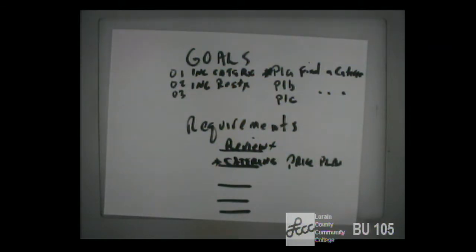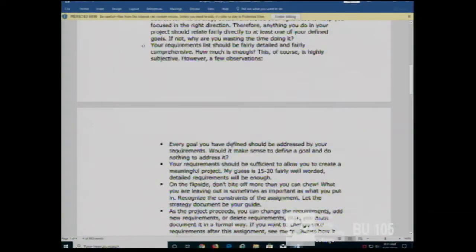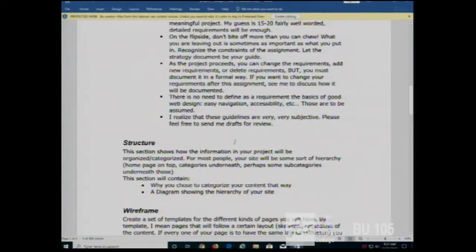I'm going over the highlights, and I'm trying to explain the parts that I think require further explanation. But read this to get other points as well. The third thing is called the structure. And the structure is how we're going to lay out what pages we're going to have and how they're going to be organized.